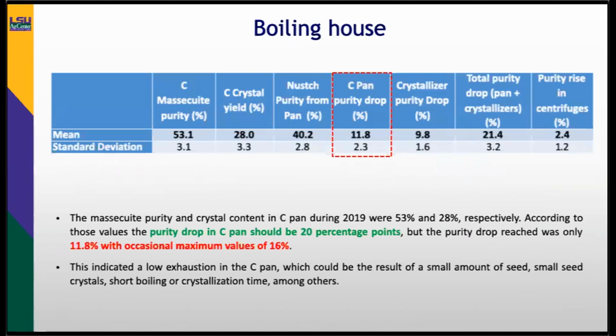In the final unit, in the boiling house, we analyzed some of the variables that you are seeing in the table. The mass quick purity and the crystal content in C-pan during 2019 were 53% and 28% respectively. According to those values, the purity drop in C-pan should be 20 percentage points. But as you can see in the red square, the C-pan purity drop that the factory obtained was 12%, with maximum values of 16%.